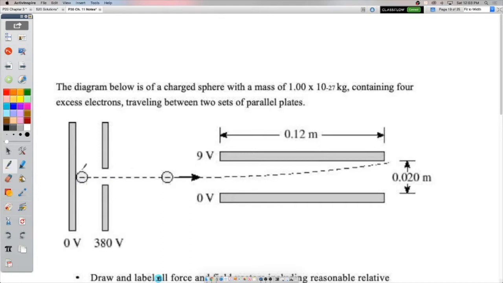So this negative charge here, it's not an electron. Be careful. Don't just see negative and assume electron. You can have things with a negative charge that aren't necessarily just an electron. They just have excess electrons.